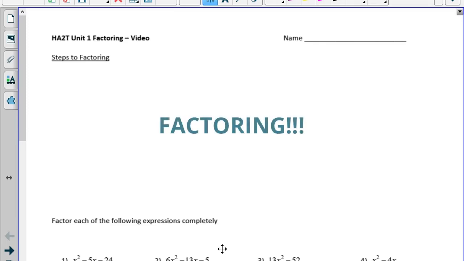This video is on factoring. We're not going to go into all types of factoring. We'll save some of that for later units, but we're going to review factoring that you learned in Algebra 1. I'll actually go through all of the steps to factoring and then tell you the things that we're not going to be worried about at the moment.